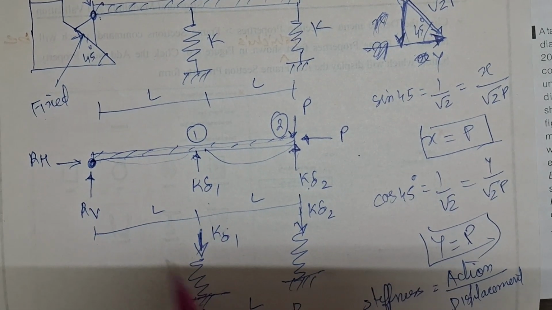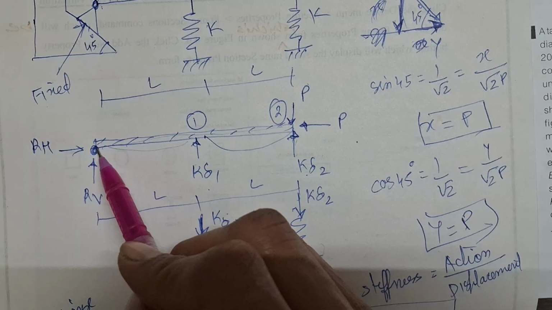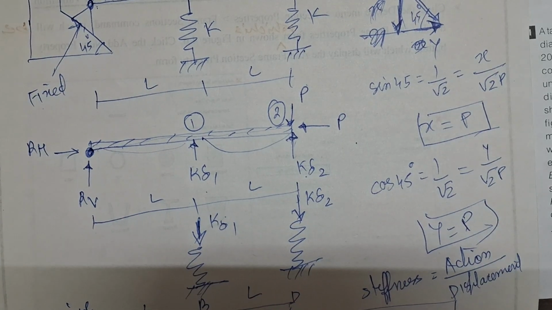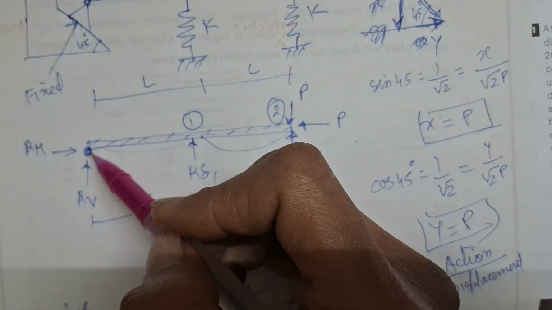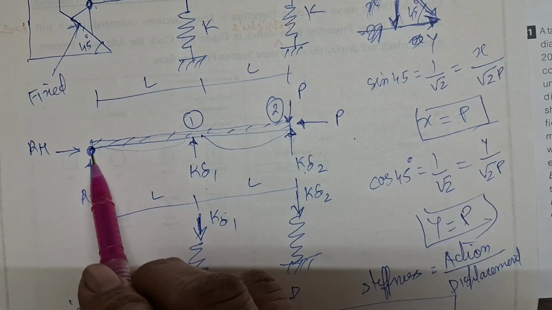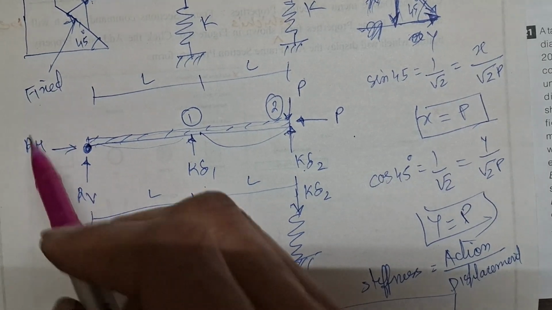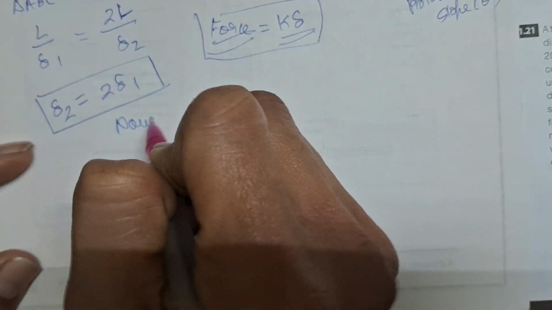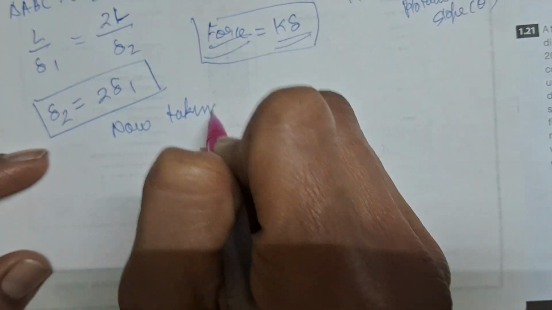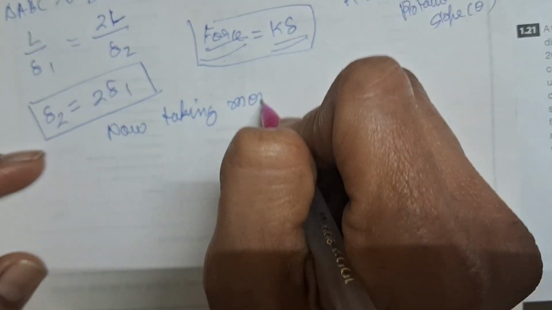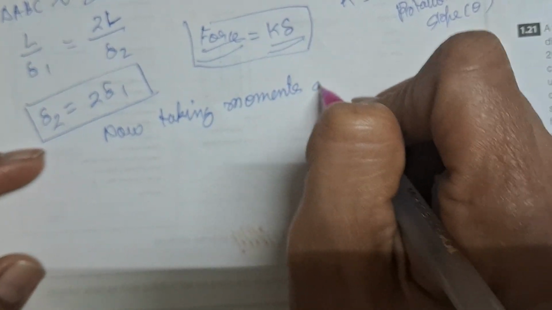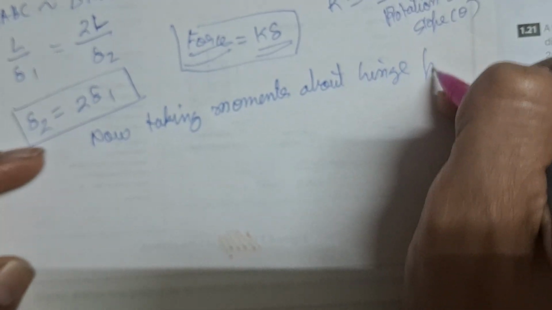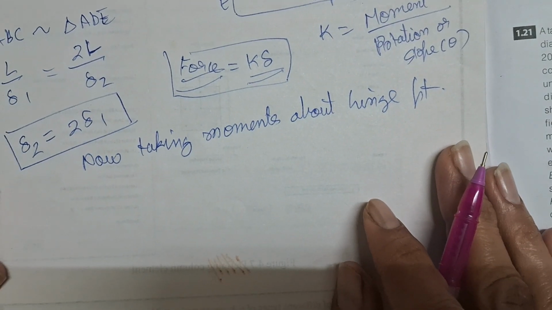Okay, so we can take moments about the hinge point, and we know that the moment about the hinge is always 0. So these two forces are passing through this point, so we can neglect these two forces. Now I am writing down, taking moments about the hinge point.